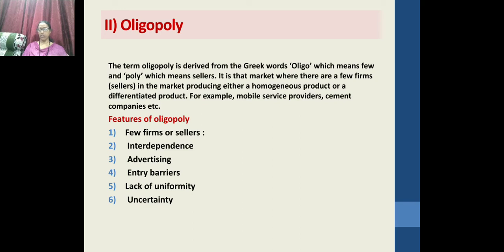A firm under oligopoly can start aggressive and attractive advertisement campaigns to sell the product. उसका प्रोडक्ट बेचने के लिए वो कुछ भी कर सकते हैं, कौन सा भी एडवर्टाइजमेंट, किसी को भी, फिल्म स्टार्स नहीं तो सेलिब्रिटीज, anybody they can use and advertise the product, and they will see how to sell the product. Entry barriers: monopoly में भी entry barrier था, same thing था इसमें भी.